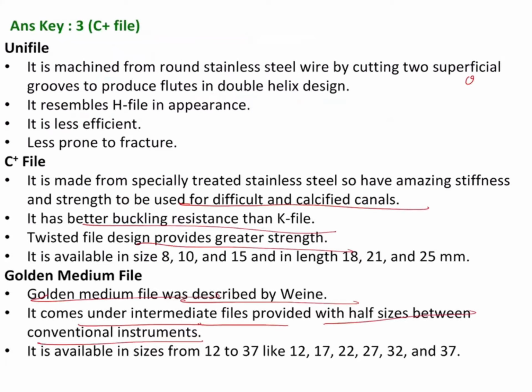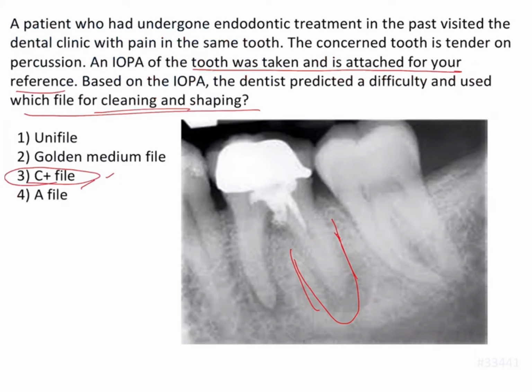And now in this IOPA, the calcified canal is evident here. That's why previously also maybe it was not negotiated, because of that calcification only. So for this calcified canal, EDTA, meaning a chelating agent, a lot of chelating agent plus a stiff file like the C plus file can be used. So here the answer would be option 3, C plus file.